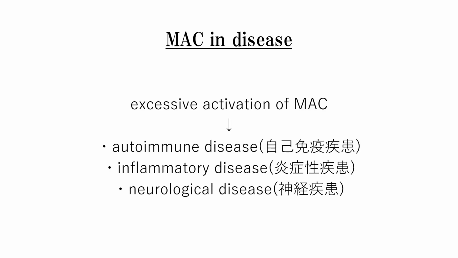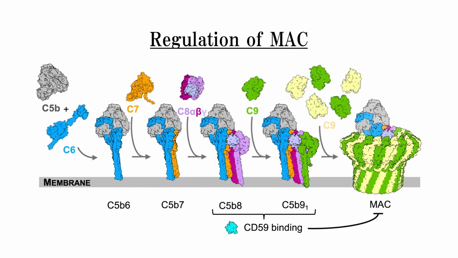MAC is essential for eliminating pathogens, but if the activation is excessive, it can lead to tissue damage. And then, this can cause problems like autoimmune, inflammatory, and neurological diseases. Since MAC is so powerful, our own cells must be protected.